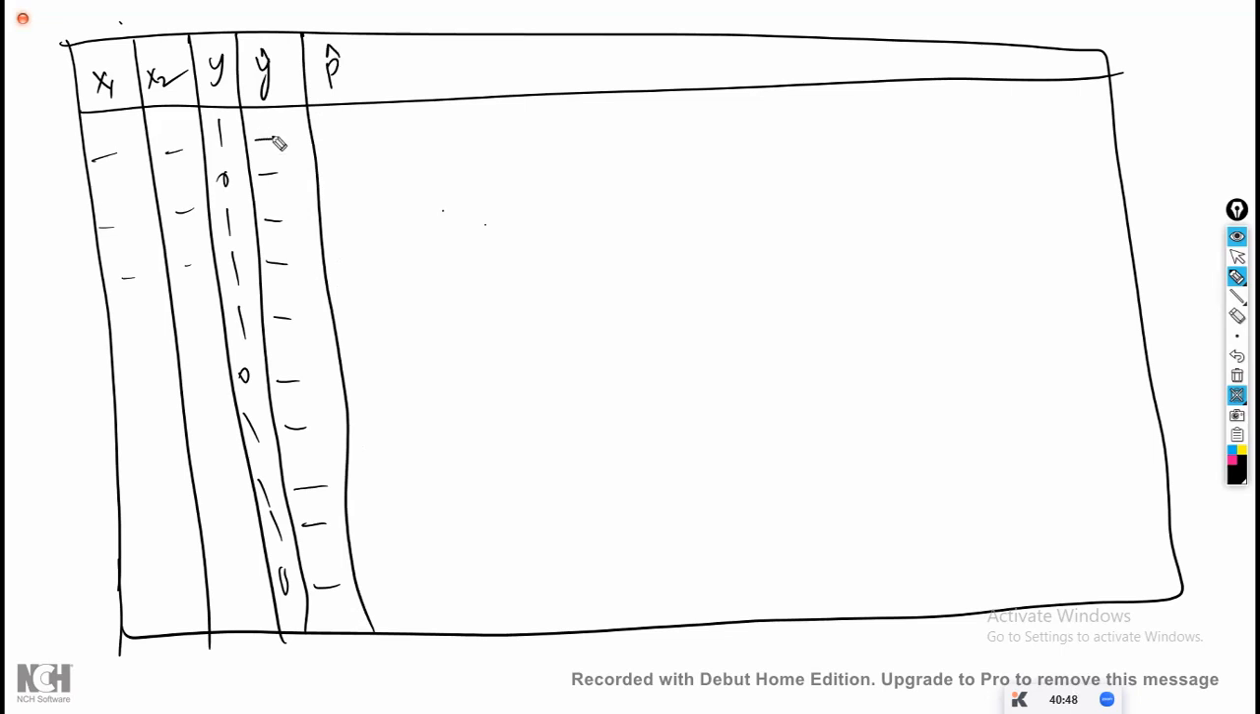Now Y hat is there now. Using the Y hat, it will convert to the probability, that is 1 divided by 1 plus e to the power of minus y hat. It will calculate the probability.